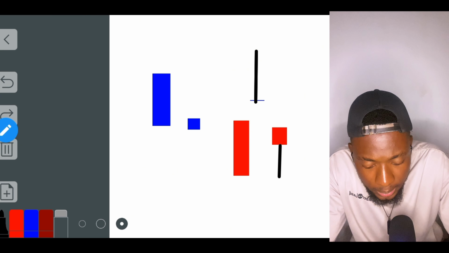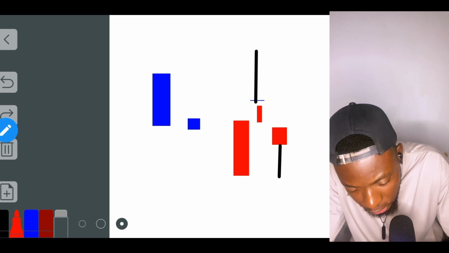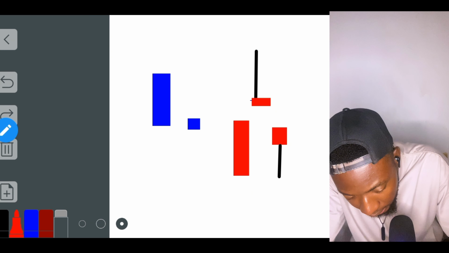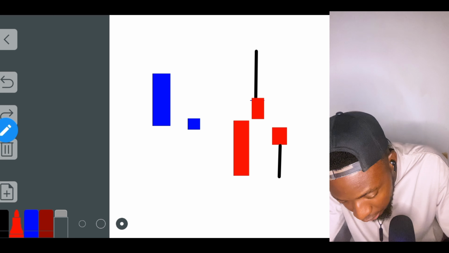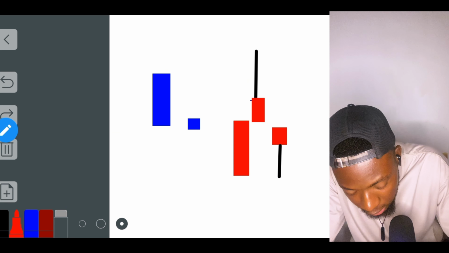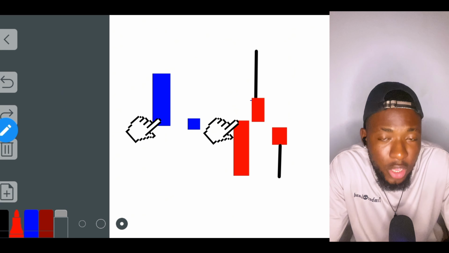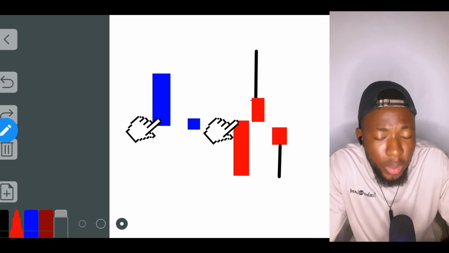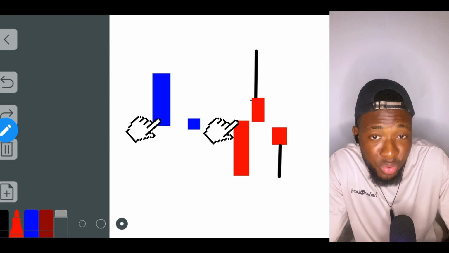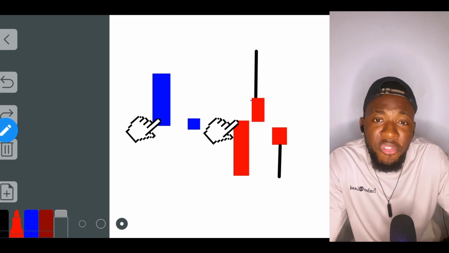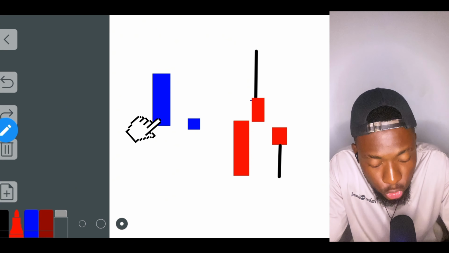Remember, because it closed below, the candle after it is now going to be what? Bearish. Okay, it's going to be red. Remember, like I told you, if a candlestick closes below its opening point, it's going to be a bearish candle. It's going to be red. While if it closes above its opening point, it's going to be what? It's going to be blue.